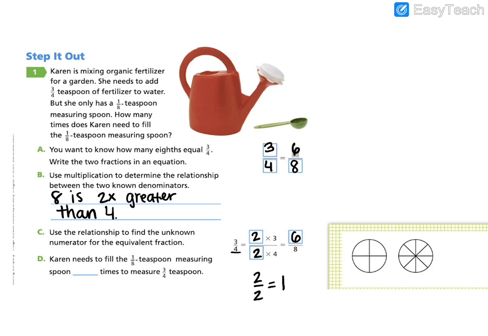Karen needs to fill the 1/8 teaspoon measuring spoon 6 times to get to 6/8, right? Which will measure 3/4 of a teaspoon. Right, we're going to go ahead and complete our visual model to justify that, to prove it. So we have our 3/4 and then 6/8. I like to start in the same spot so that it gives me just a clearer visual model. There's 4, 5, and 6.